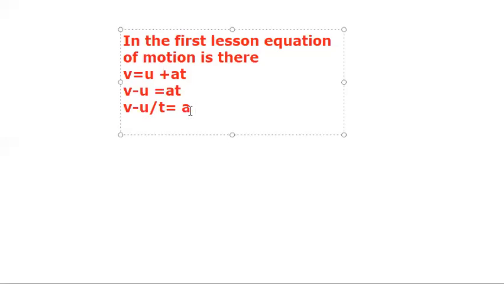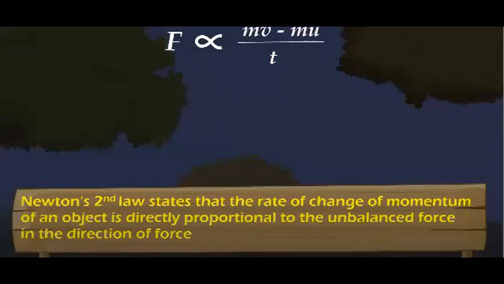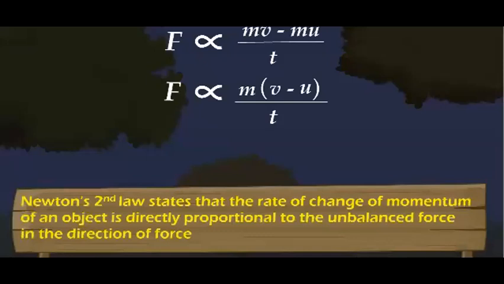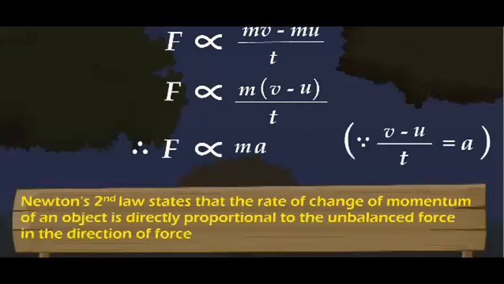Now I will explain how that first equation has come. We have learned the definition of acceleration: change in velocity. So change in velocity is (v minus u) by t. Now m is common, so we have m times (v minus u) by t. We have learned that (v minus u) by t is a. So we are substituting: F is directly proportional to mass into acceleration.